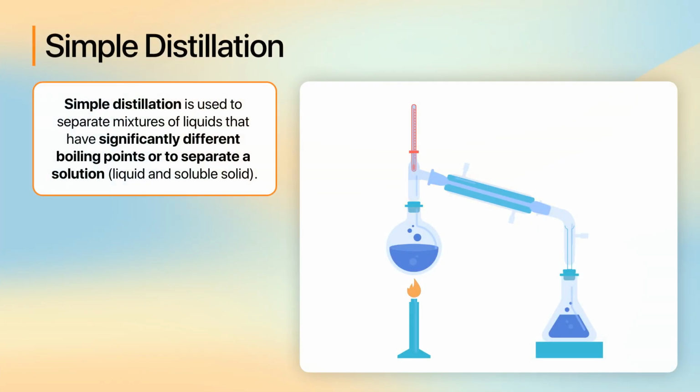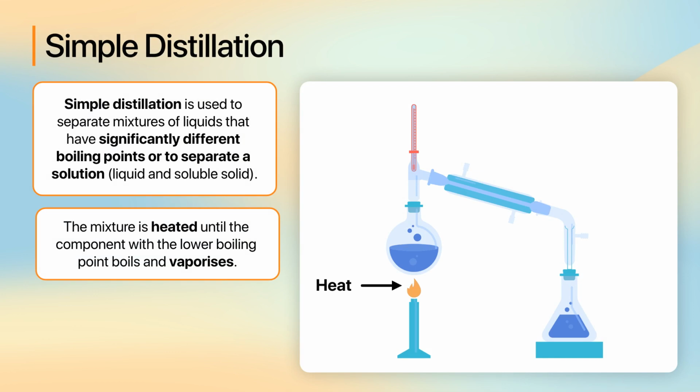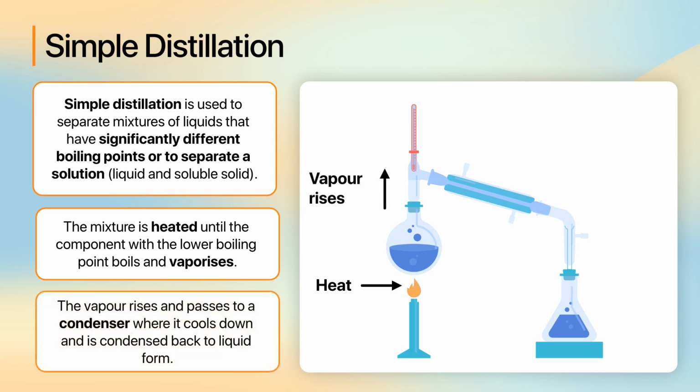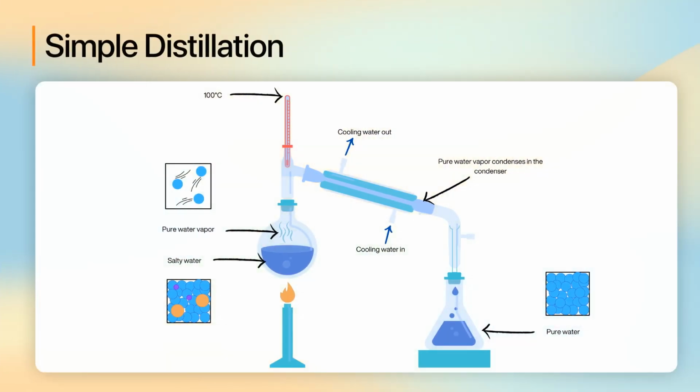3. Simple distillation. Simple distillation is used to separate mixtures of liquids that have significantly different boiling points, or to separate a solution, liquid, and soluble solid. The mixture is heated until the component with the lower boiling point boils and vaporizes. The vapor rises through the neck of a round-bottomed flask and passes to a condenser, where it cools down, is condensed back into a liquid form, and collected separately. This labeled diagram shows you the process.